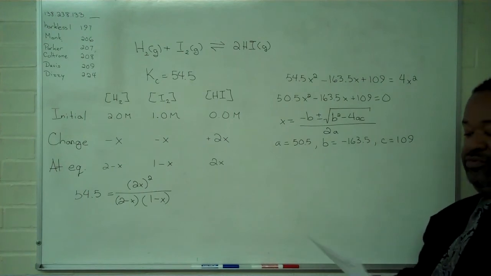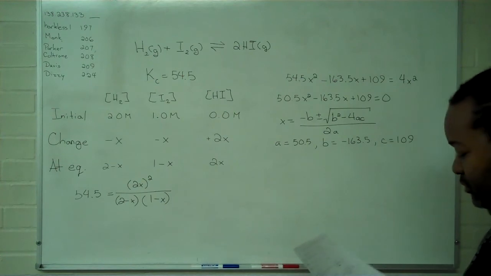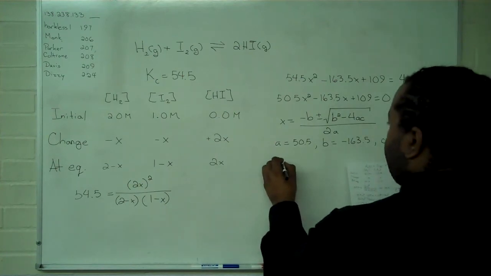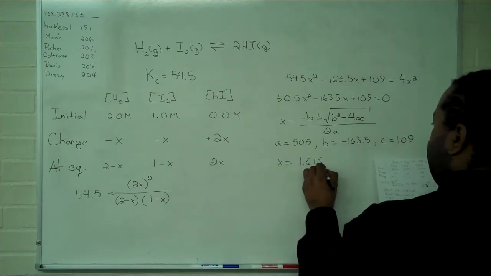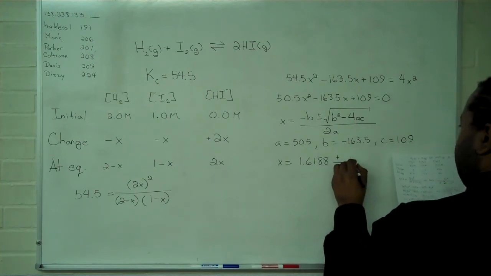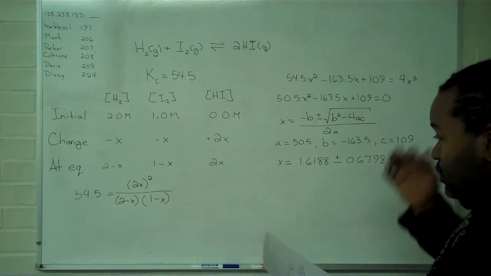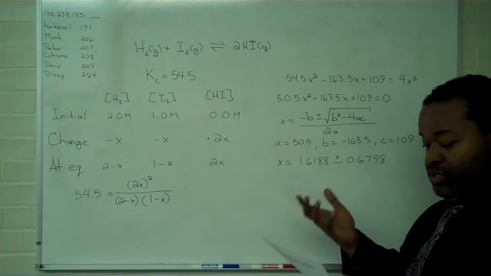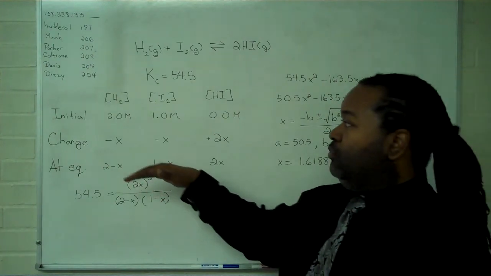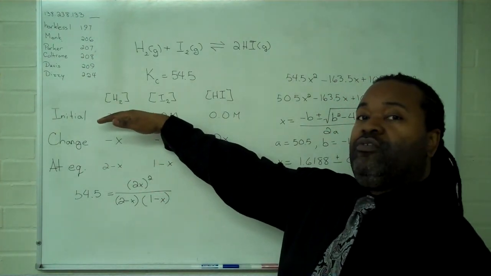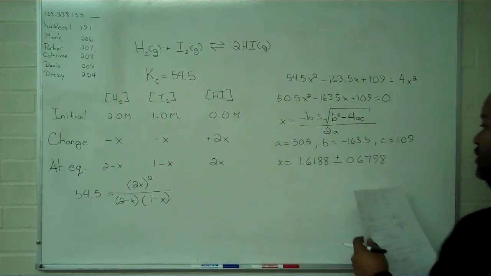Now again, stepping through everything is worked out here on paper, and I expect you to be able to step through this yourself. And so we get 2 possible values for x. Our 2 solutions, 1.6188 plus or minus 0.6798. With these 2 values, we expect to have 2 possibilities. If we take the upper value, it will require us to have negative concentrations for our hydrogen and our iodine.